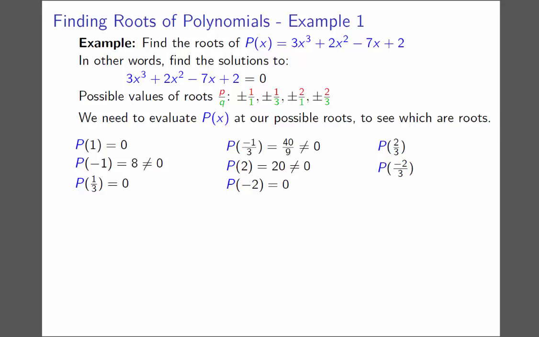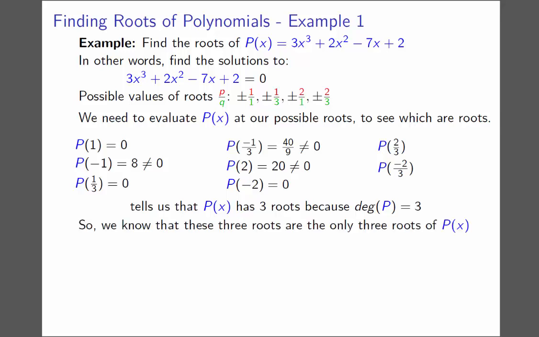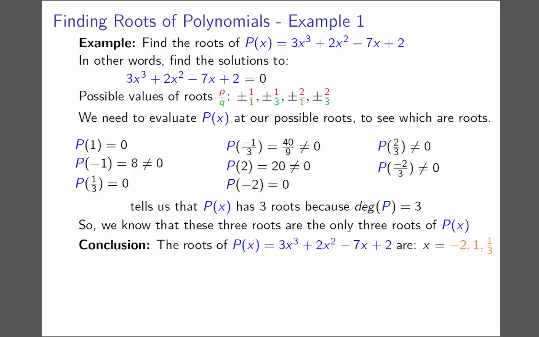are all roots. And since this is a degree 3 polynomial, we know from the fundamental theorem of algebra that p of x can only have 3 roots. So we know that these 3 roots are the only 3 roots. And we don't even need to check p of 2/3 or p of negative 2/3 because we know they can't be 0. So we can conclude that the roots of p of x equals 3x cubed plus 2x squared minus 7x plus 2 are the values negative 2, 1, and 1/3.